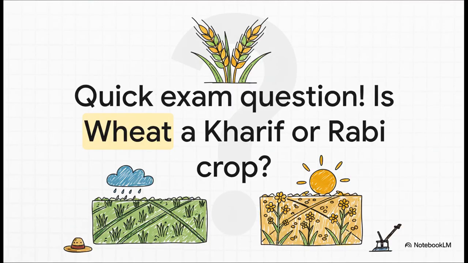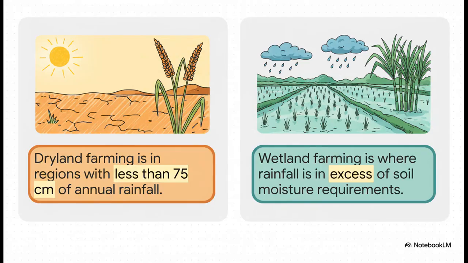Chalo, time for a quick revision question. Is wheat a Kharif crop or a Rabi crop? Think about it. Yes, you got it. It's a Rabi crop because it's sown in the winter. See? Simple.